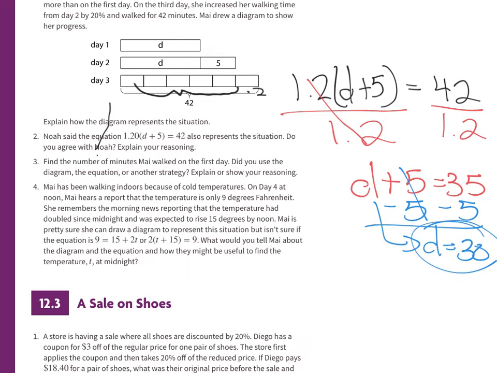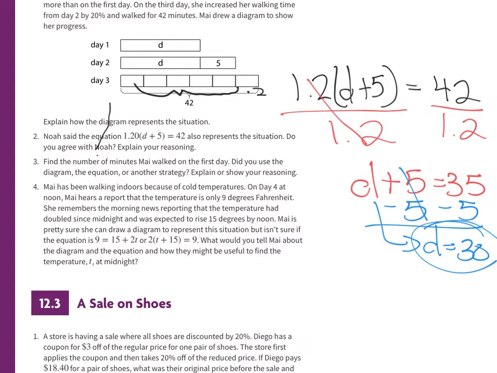All right, we found the number of minutes, we did that. Now, Maya's been walking indoors because of cold temperatures. On day 4 at noon, Maya hears the report that the temperature is only 9 degrees Fahrenheit. She remembers the morning news report that the temperature had doubled since midnight and was expected to rise 15 degrees by noon. Maya's pretty sure she can draw a diagram to represent it, but isn't sure which equation it is. What would you tell Maya about the diagram and the equation and how they might be useful to find the temperature t at midnight?